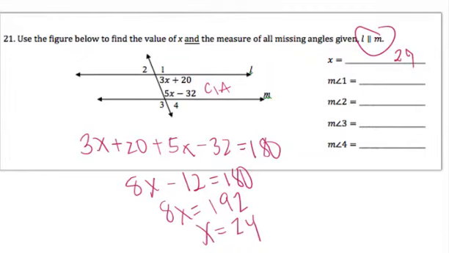Oh, that doesn't look good. Let's get that to look better. There we go. Okay, so that was my work. Set it equal to each other. And then what we want to do is plug it back in. So we get 3x, which is 3 times 24 plus 20. My 24s keep looking like 29s. It's really annoying.